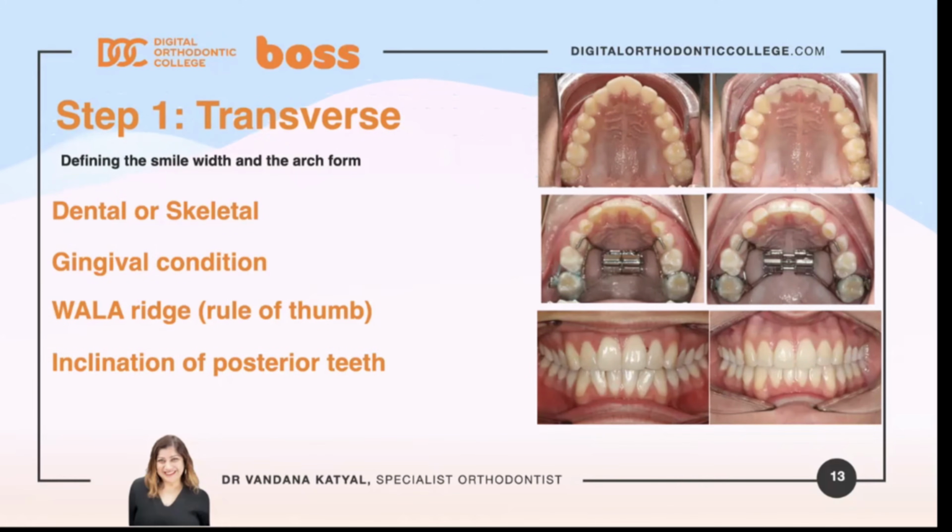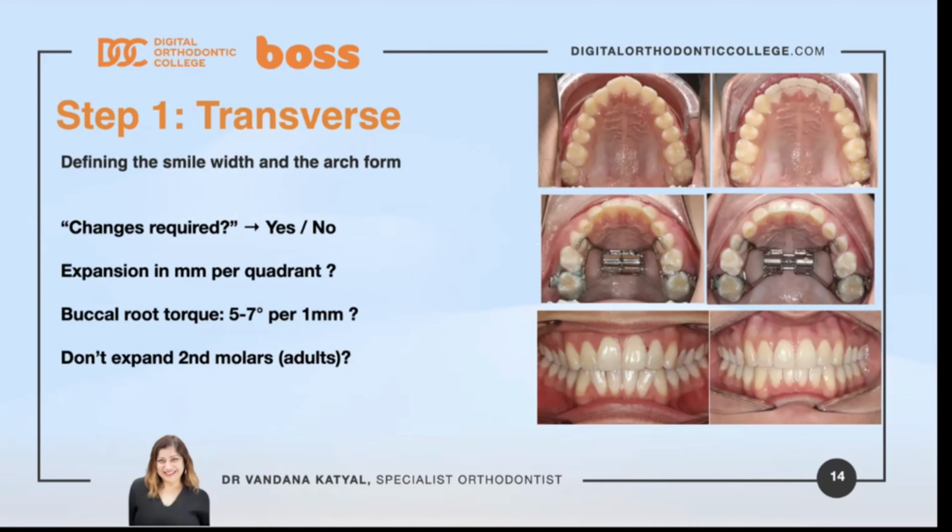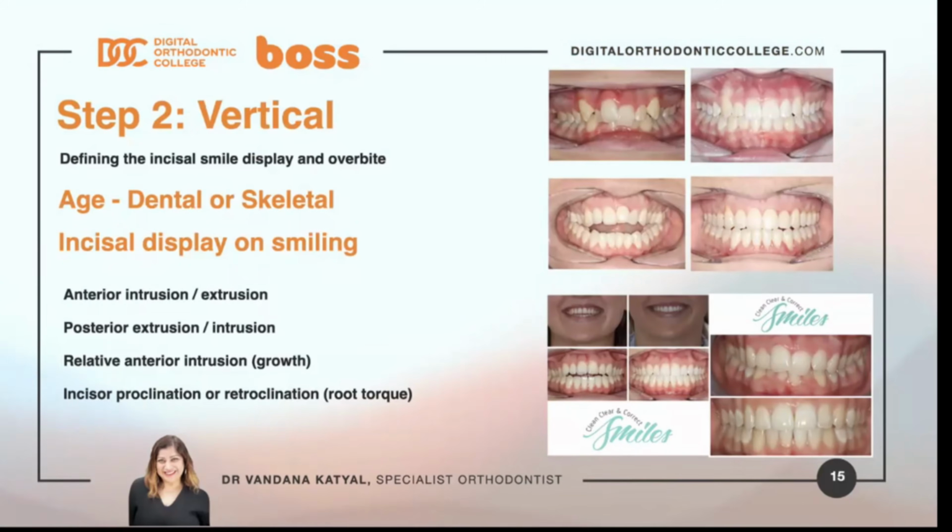And also the inclination of posterior teeth. The more retroclined or more lingually tipped teeth are, the more likely you can increase space by expansion of the arch. So you've got to think about whether you require changes. Do you really have to change the arch form? Yes or no? And if so, by how much, and where? And as you're expanding, do you need to put some buccal root torque on your upper posterior teeth, particularly the molars, to counteract the biomechanical side effects? Do you need to expand second molars? Often we will exclude them in expansion or include them. It's an important decision to be made.